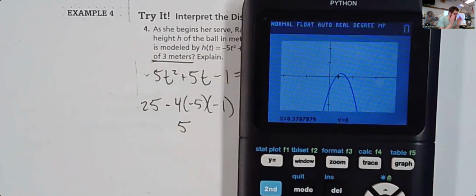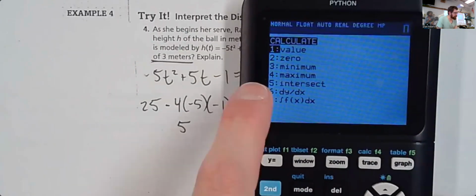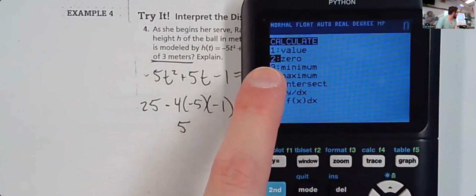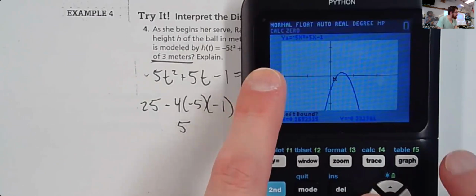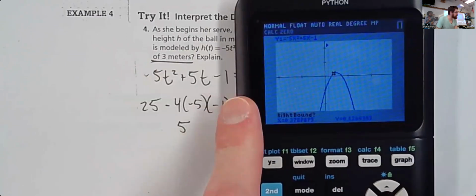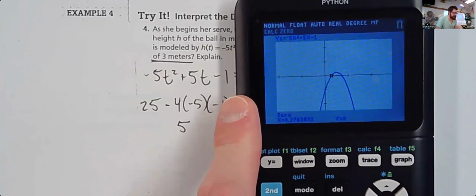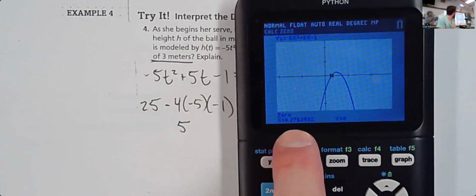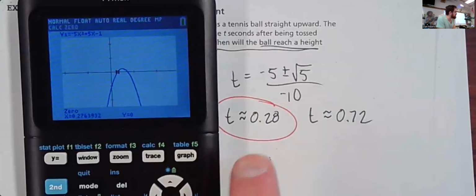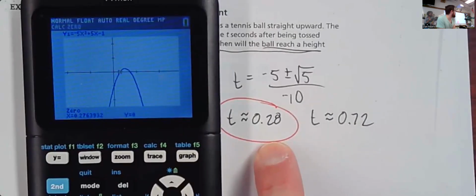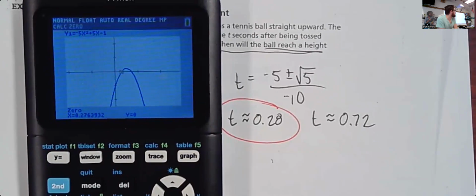So then we can go to calculation, second calc. We'll go to 0. We're figuring out the 0 of the function where it crosses the x-axis. Lower bound is here. Upper bound is here. Enter and enter, and there it is, 0.276, which is that number right there, 0.28, where it first goes above a height of 3 meters.